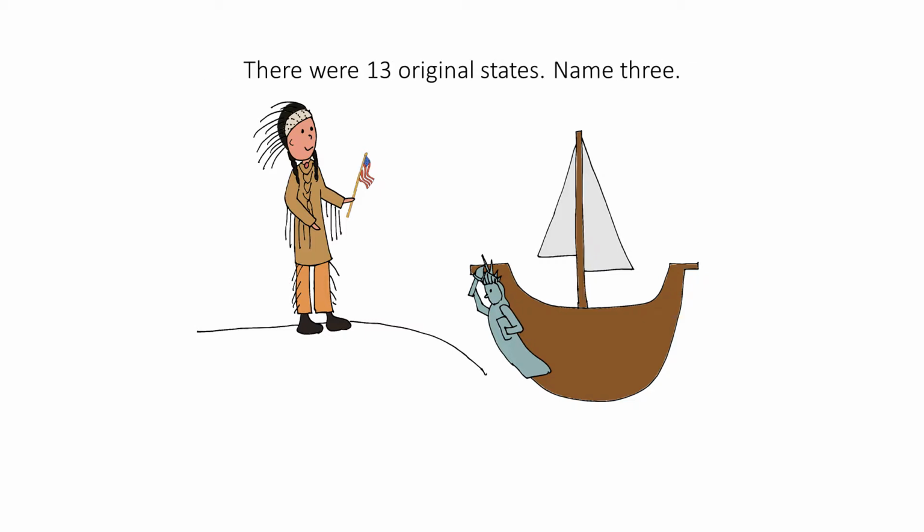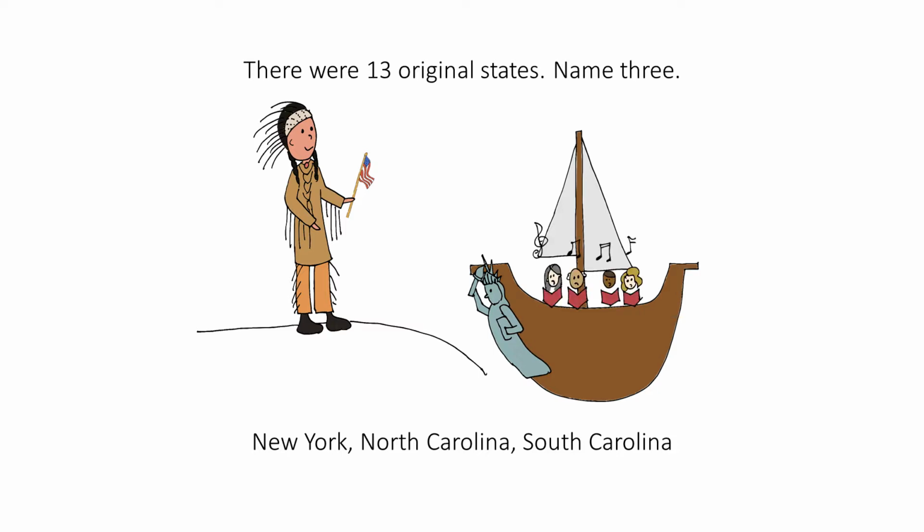There were 13 original states. Name 3. New York, North Carolina, South Carolina. When you hear this question, think back to the ship. The Statue of Liberty should make you think of New York. To help you remember North and South Carolina, imagine carolers standing on the deck, singing carols.